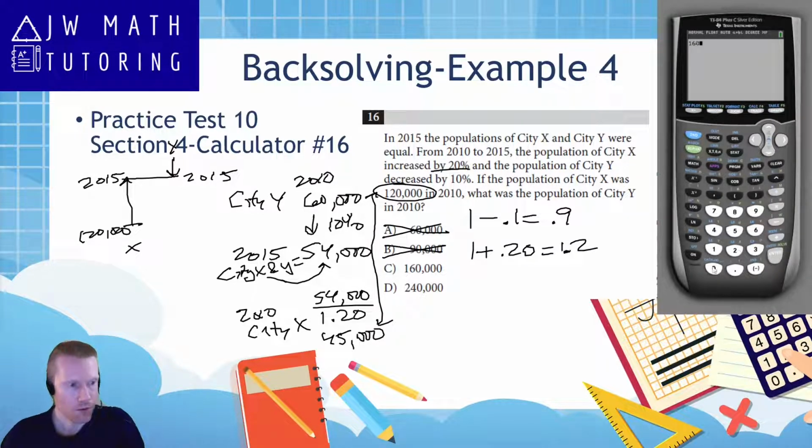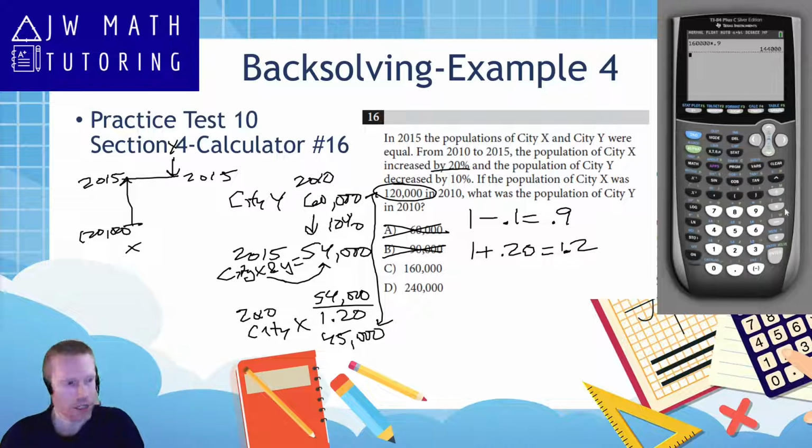Okay, so we have 160,000 as the population of city Y. I just need to multiply that by 0.9 because it decreased by 10%, which is the same as multiplying by 0.9. So the 2015 population is now 144,000. Then that is the population of city X as well in 2015.